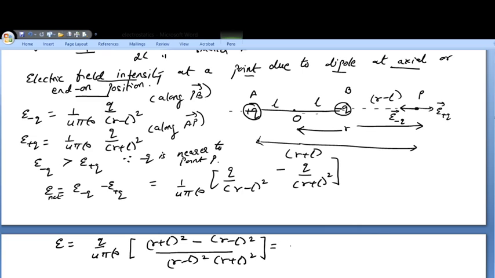Now further we simplify, you get Q upon 4 pi epsilon naught, and (R plus L) whole square means R square plus 2RL plus L square, minus of R square. This minus and that minus will become plus, so plus 2RL minus L square. And you can see in the denominator, (R minus L) the whole square and (R plus L) the whole square can be written as (R square minus L square) the whole square.